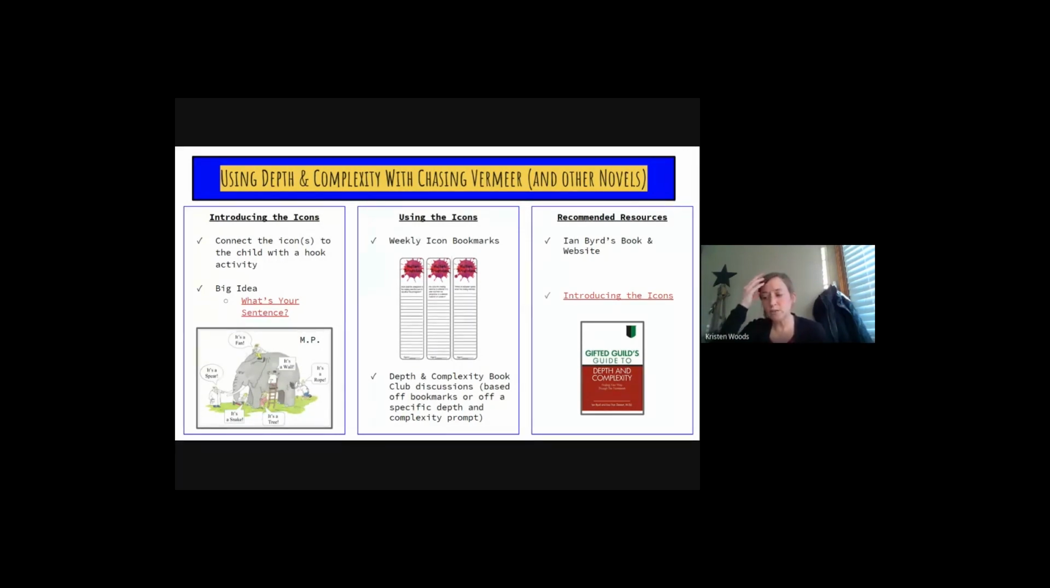When we would introduce change over time, we displayed the McDonald's logo from when it first started all the way through up till now. And so the kids got to give their input as to why they think the symbol or logo changed, and which one was their favorite. So just little things like that to connect the icon to something relevant for the kids, we found to be really effective.